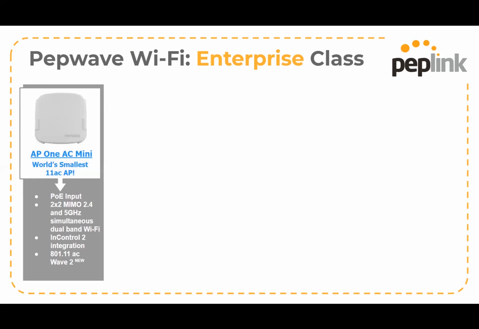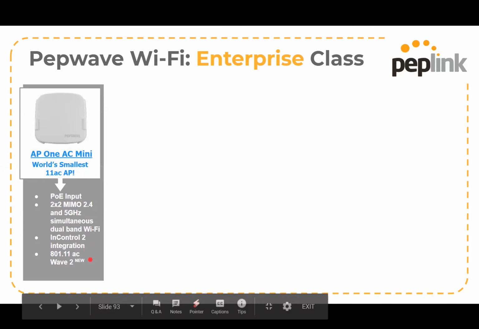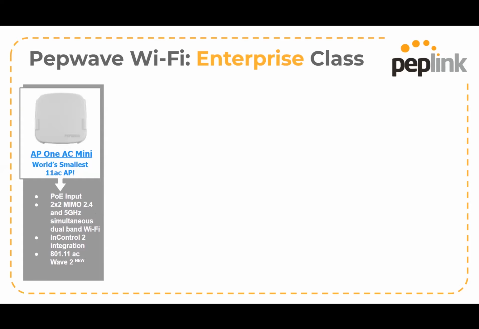So we start with the AP1 AC Mini. It is the world's smallest 11 AC access point. It is about the size of the SpeedFusion engine, which was about two-thirds of a cigarette pack, roughly. It's really small. And it offers 2.4 and 5 gigahertz Wi-Fi via 802.11 AC Wave 2. So we're getting some massive bandwidth through this access point. And of course, it's just a small device that's connected by one cable. It's PoE enabled, of course. And you can configure, control, and secure that access point with the same IC2 SD-WAN controller.